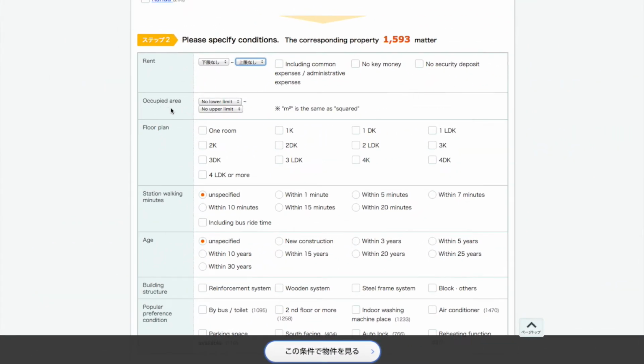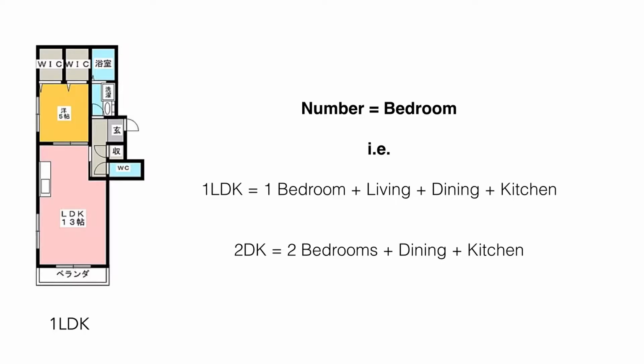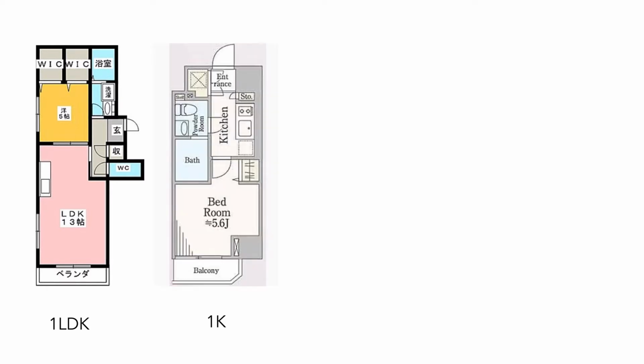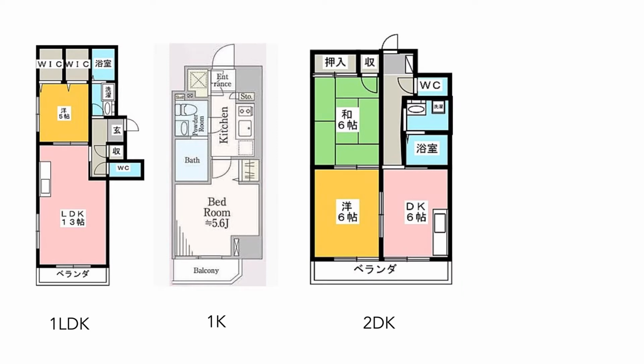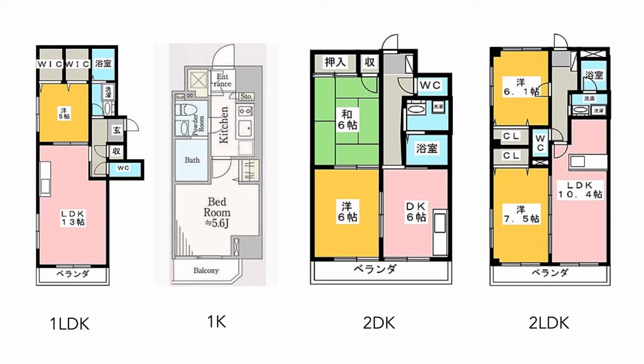Condition number 2, occupied area. How big do you want your home to be? You can put in your minimum and your maximum in square meters. And then underneath here, floor plan is what kind of layout are you after? Now, LDK stands for living, dining, kitchen. Here is an example of a 1 LDK apartment, and 1K, 2DK, 2 LDK, and you get the point.